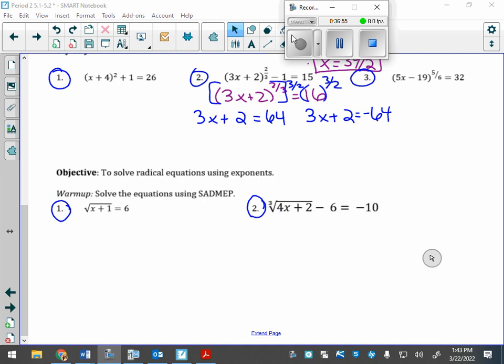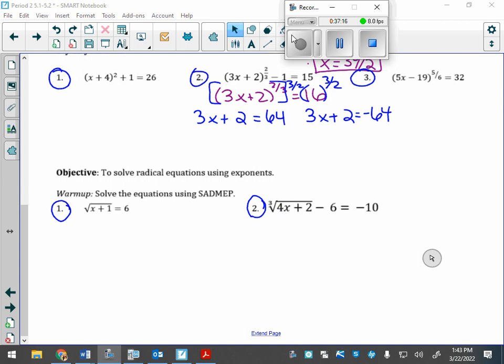Okay, we have 3x plus 2 equals 64. 3x plus 2 equals negative 64. So we have one answer on the board, 62/3. What's the other? Danielle? Negative 22 as well. Okay?